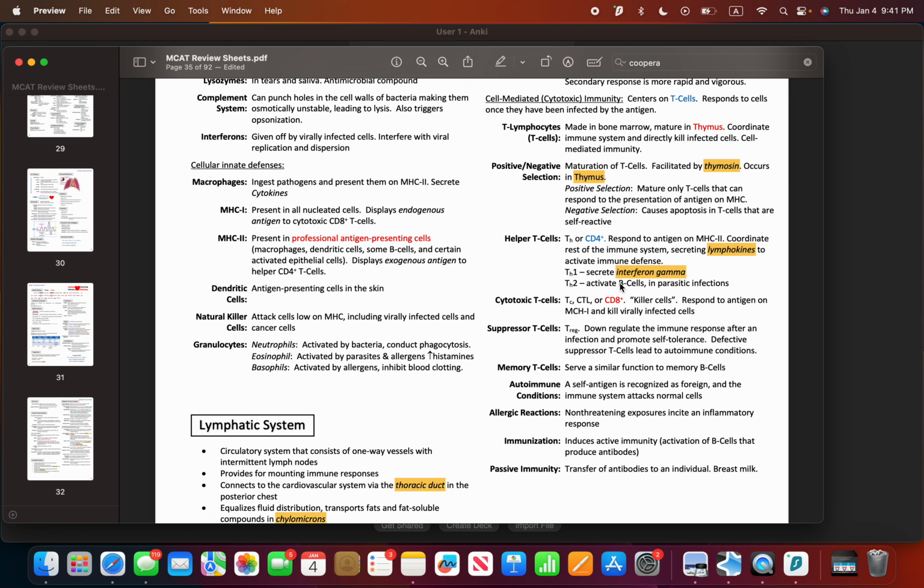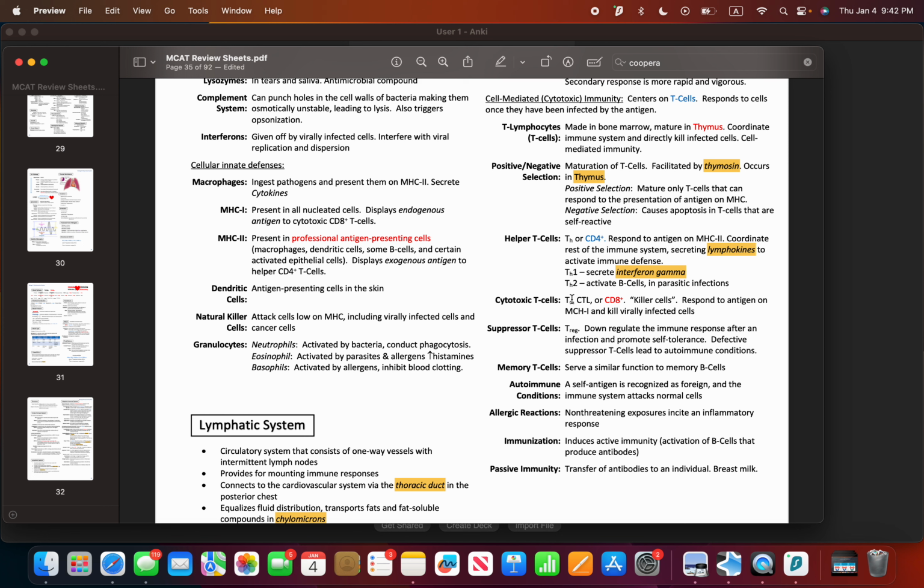So we did not come across this during the flashcard revision. So this is something that we know, that interferons are part of the innate system. They basically are given off by virally infected cells to interfere with viral replication and dispersion.